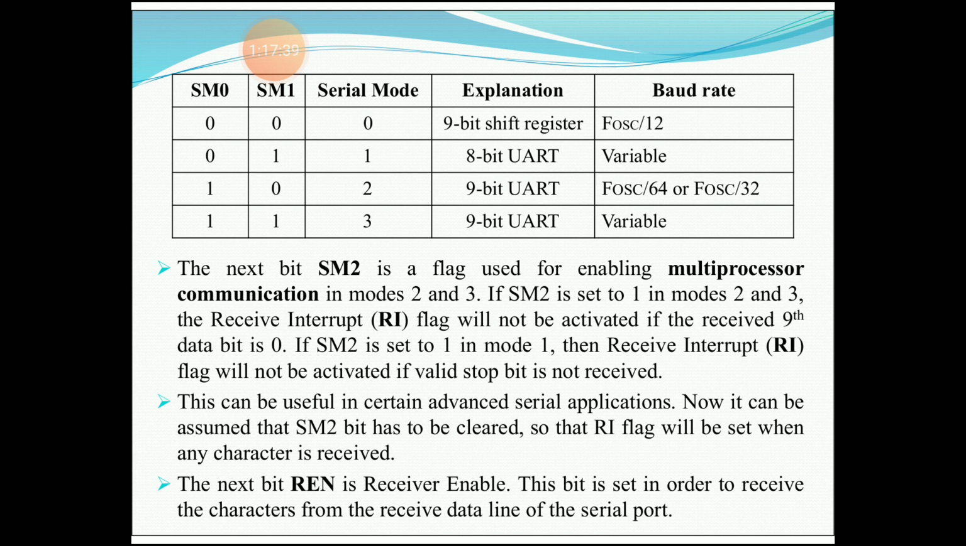If SM2 is set to 1 in mode 1, the receive interrupt flag will not be activated if a valid stop bit is not received. So this bit is used for advanced serial applications. Now it can be assumed that the SM2 bit has to be cleared. So the RI flag will be set when any character is received in mode 2, mode 3 and mode 1. The next bit, REN, is receiver enable. This bit is set in order to receive the character from the receive data line of the serial port.